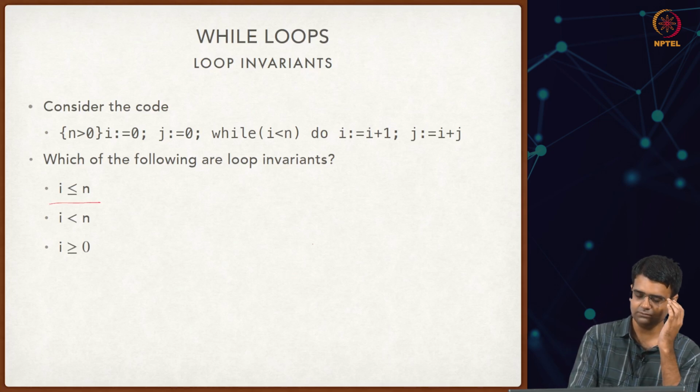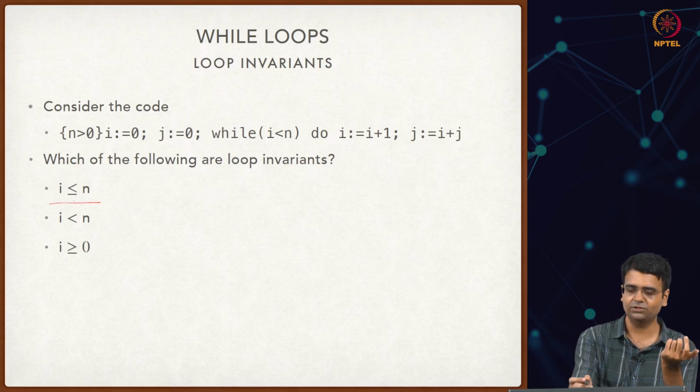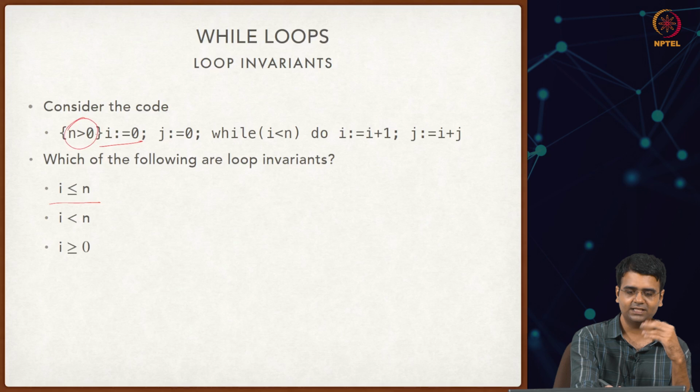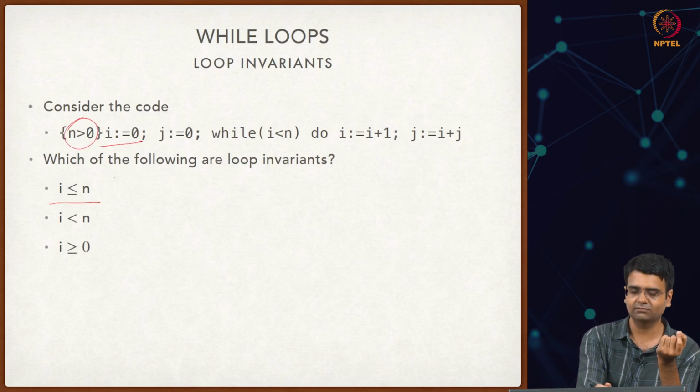In order to reason about this, you need to see whether or not this holds at the beginning of any iteration of the loop. So let's consider the first iteration. When you're just starting the loop, at that point the value of i is 0 and the value of n we know is greater than 0. This is given by the precondition. So then clearly it holds at the beginning.